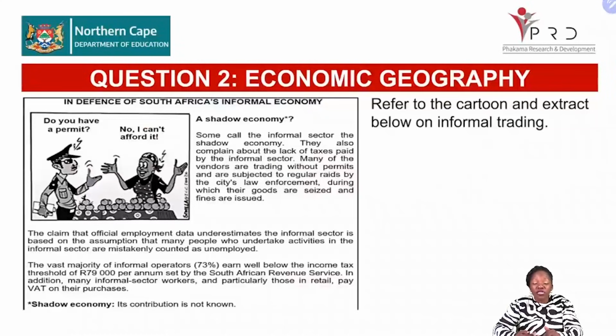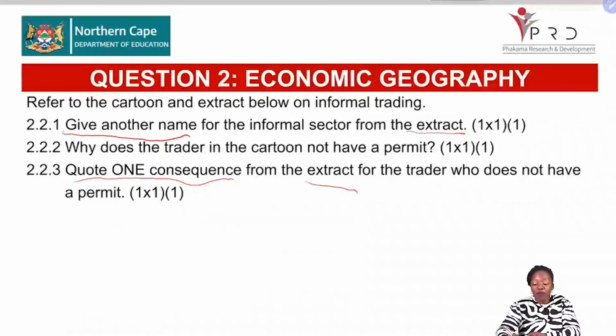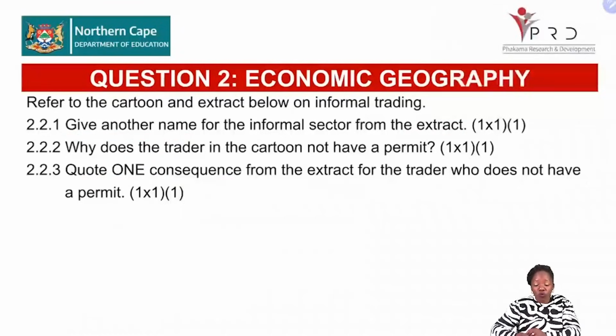So in that 5 minutes now, you are going through the extract as well as the cartoon to identify these answers that you're supposed to refer to from these resources that you are given. So your 5 minutes start now, and then after that 5 minutes, we will be able to now answer this question, right? We're looking there at our question 2.2.1 up to question 2.2.3. It's 3 questions. I'm going to give you 3 minutes, and then after 3 minutes, we will be able to proceed to our solutions.